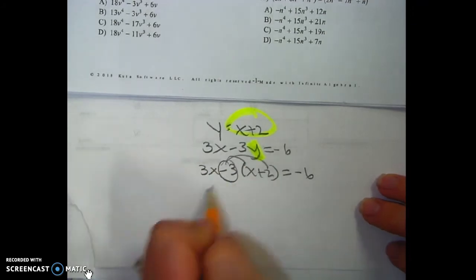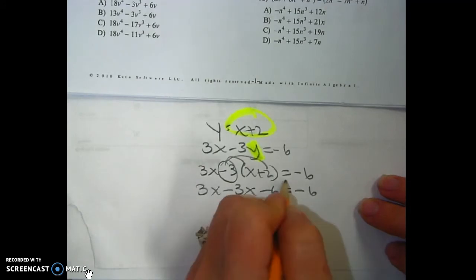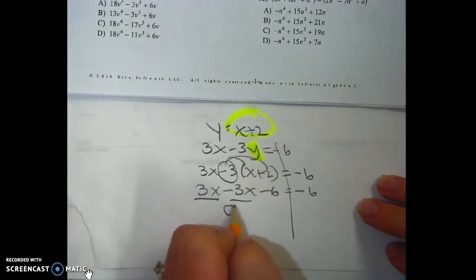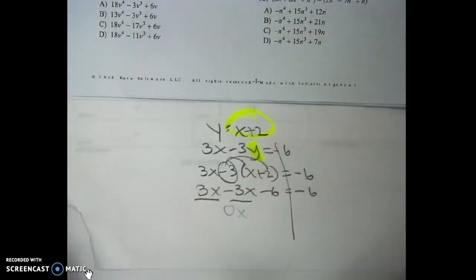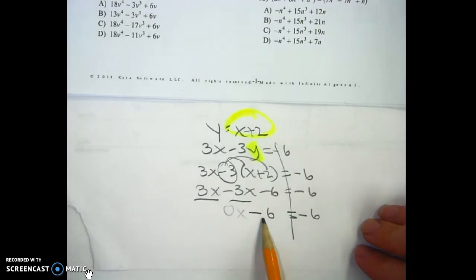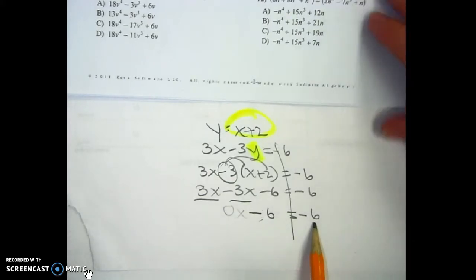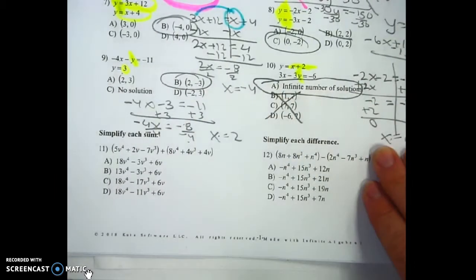Multiply, multiply, just like we did above, and put the same things together. So it's 0x, so really you don't even have anything left. And then you see negative 6 equals negative 6. How often does negative 6 equal negative 6? It's true all the time. So that means there aren't any points that don't work. Infinite number of solutions.